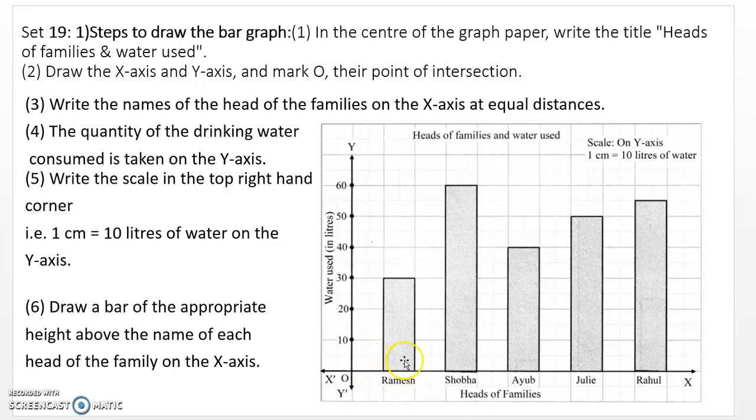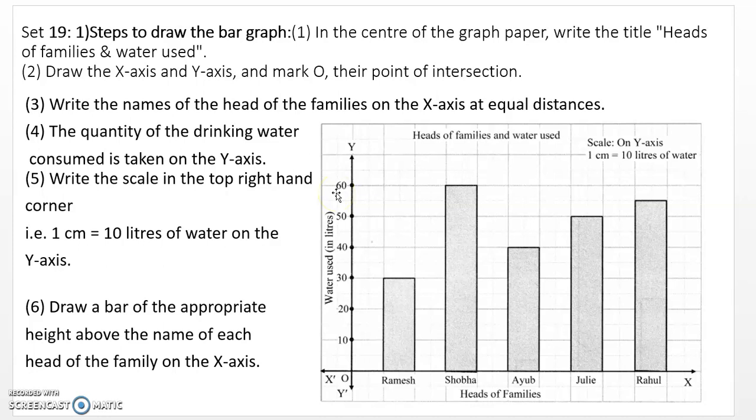So leaving one box, what is the name of the head of the family? First one is Ramesh. Then leaving one box, it is Shobha. Then leaving one box, it is Ayub. Then leaving one box, it is Julie. Then afterwards, it is Rahul, like this. And it is said that 1 centimeter is 10. So in 1 centimeter, how many lines are there? There are 10 small lines. After 0, the dark line will be 10. Then the next dark line will be 20. So a difference of 10. Then 30, then 40, then 50, then 60, like this.